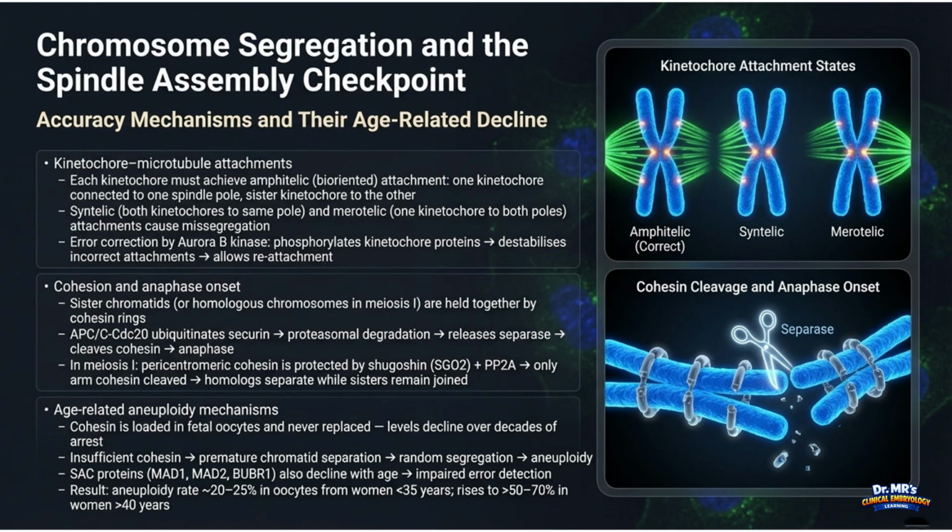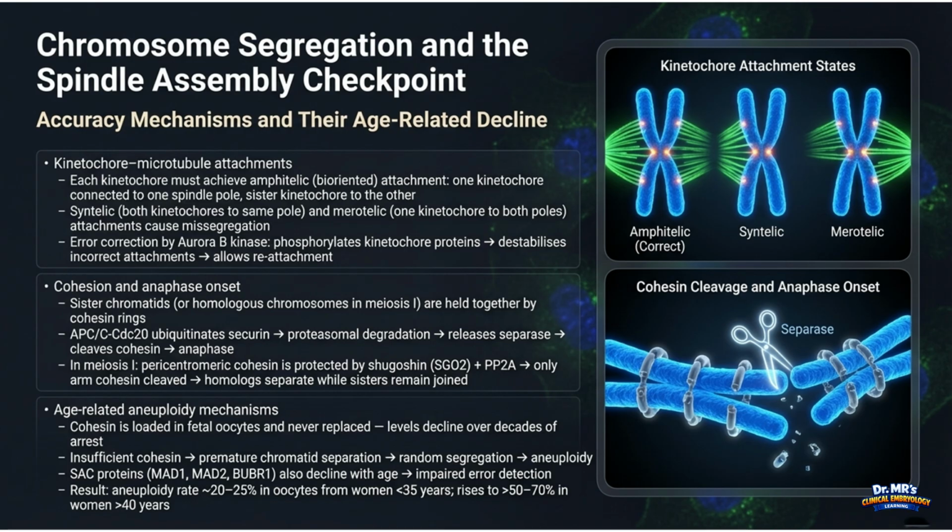Okay, so let's say all attachments are perfect, tension is established, the SAC is satisfied, and stops sending the stop signal. How does the cell actually release the chromosomes so they can fly apart? They don't just drift apart. They are physically welded together by massive protein rings called cohesin. Cohesin encircles the sister chromatids, locking them tightly together. To separate them, you have to cut the rings.